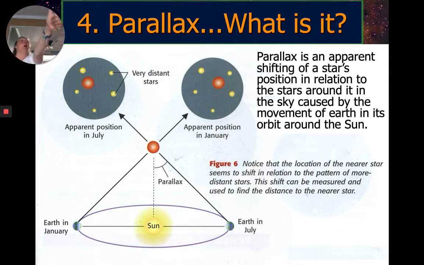So I'm going to face this way now. Okay, so this is what you should be doing. Doesn't your thumb appear to shift? Okay, and that's only because of the distance between your two eyes.